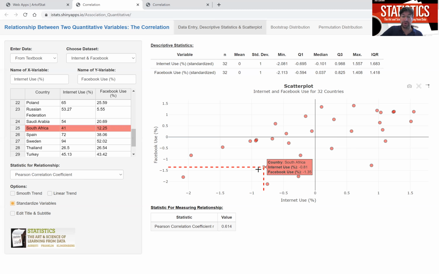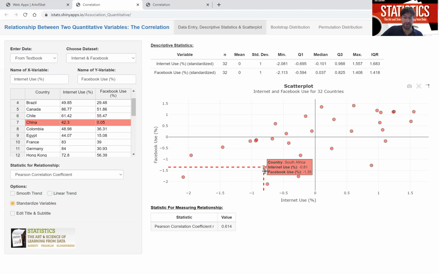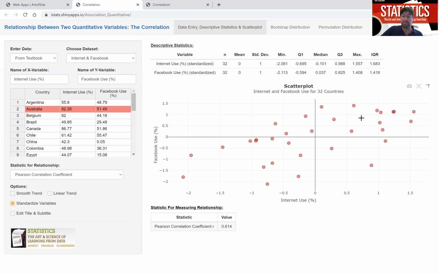The same happens for countries that are in this lower left quadrant. For them, both their x and y z-score are negative. Look at Indonesia here, which has a negative z-score for internet use and also a negative z-score for Facebook use. If you multiply two negative numbers, you get another positive number. So all these countries in this quadrant and all these countries in this quadrant make a positive contribution to the sum of the product of the z-scores that we have seen.